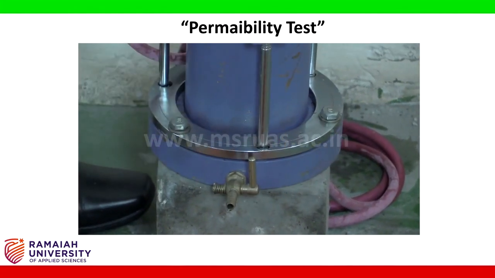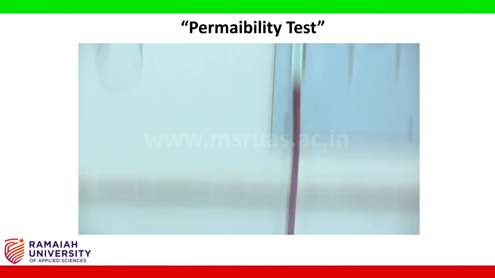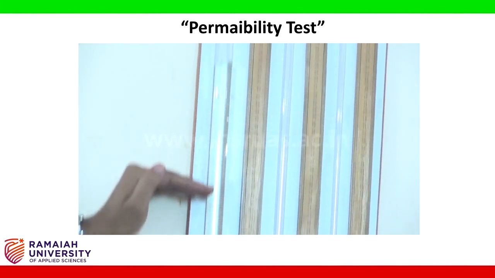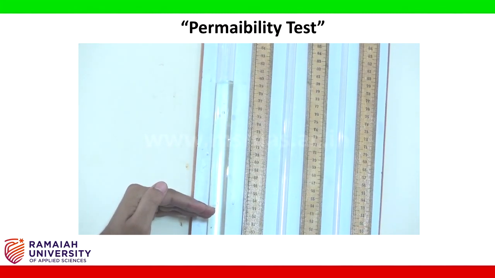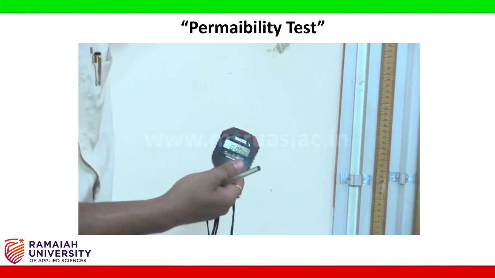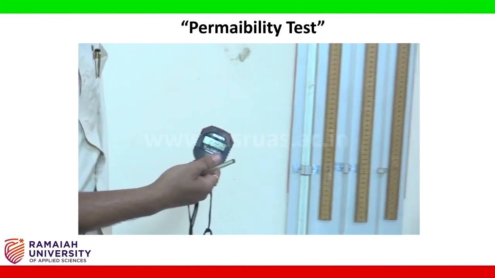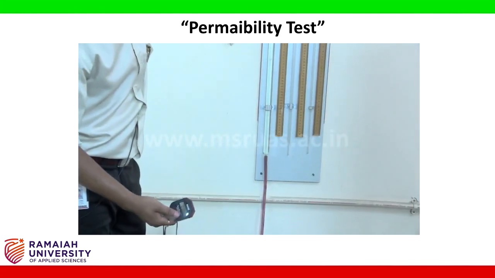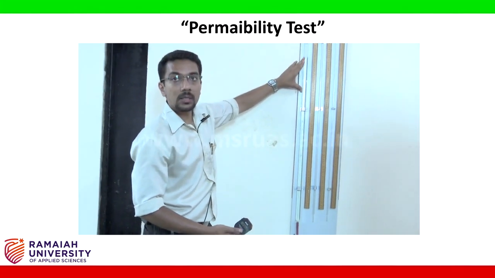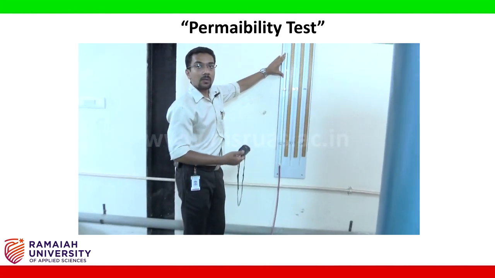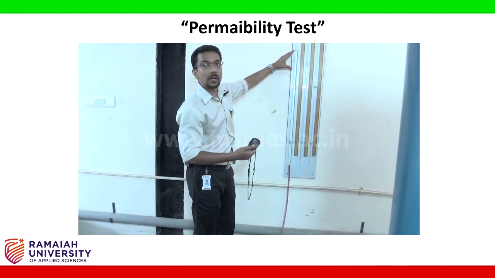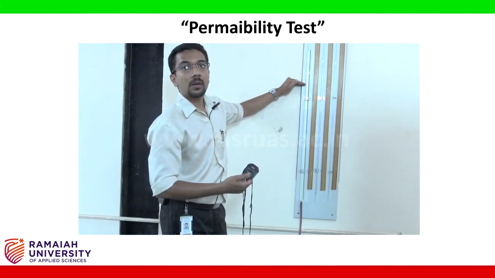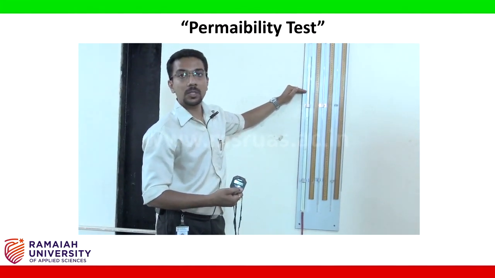So the time required for the head to fall from H1 to some predetermined H2 will be measured by making use of this stopwatch. The initial head was noted down, and once we open the exit pipe, the final head will be known to us. So the time required for the fluid to flow through the specimen from this H1 to a predetermined H2 will be found out with the help of this stopwatch.